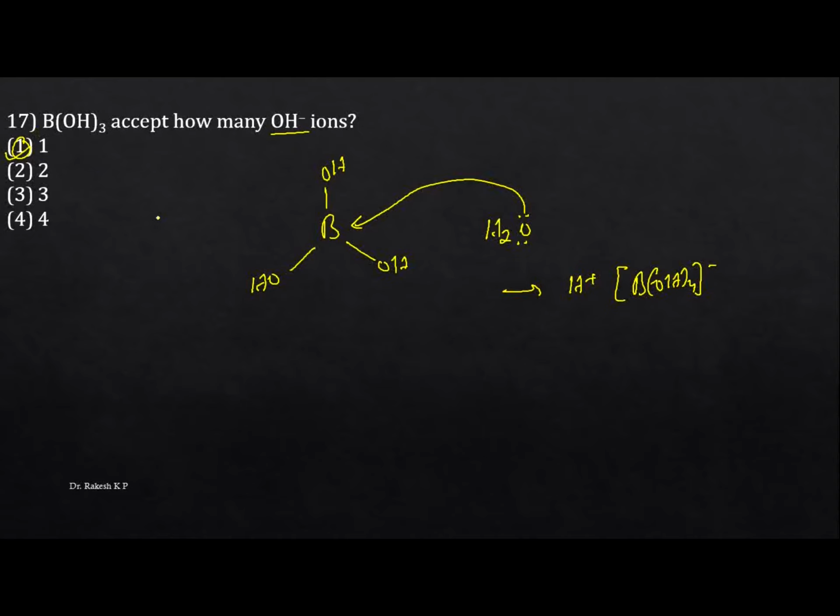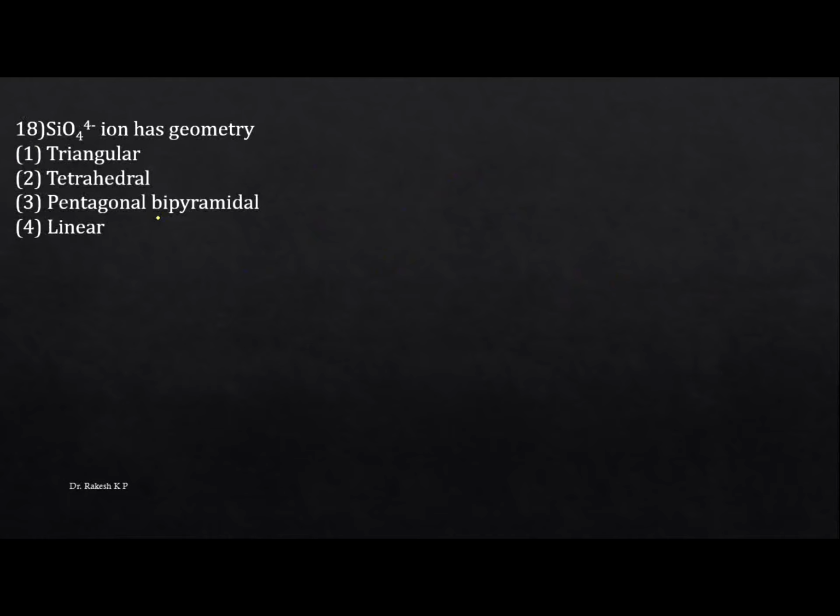Next one. The silicate ion has which geometry? Now you have to identify it. To identify the geometry, you have to know the hybridization and also the lone pairs of electrons. We know the equation to calculate the hybridization: half into valence electrons plus monovalent minus cation plus anion. Similarly, the lone pair of electrons equals the number of hybrid orbitals minus divalent minus monovalent.